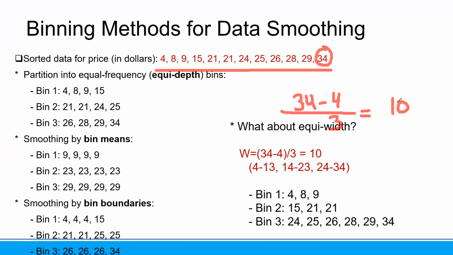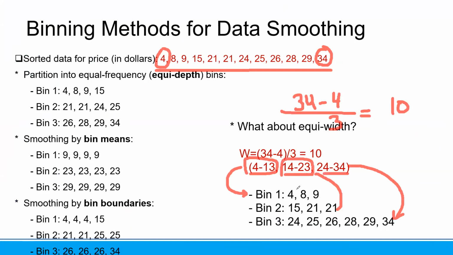How can we check the width? We have the value 4 as the minimum. So we will make the width of 10. 4, 5, 6, 7, 8, 9, 10, 11, 12, 13. So 4 until 13 will be in bin number 1. And the next width, 14 until 23, will be in bin number 2. And the next, 24 until 34, will be in bin number 3.